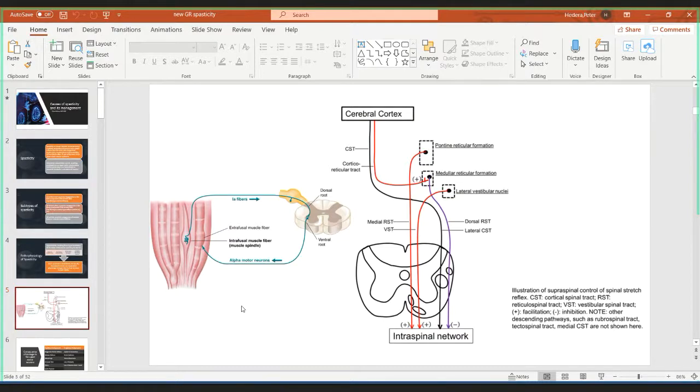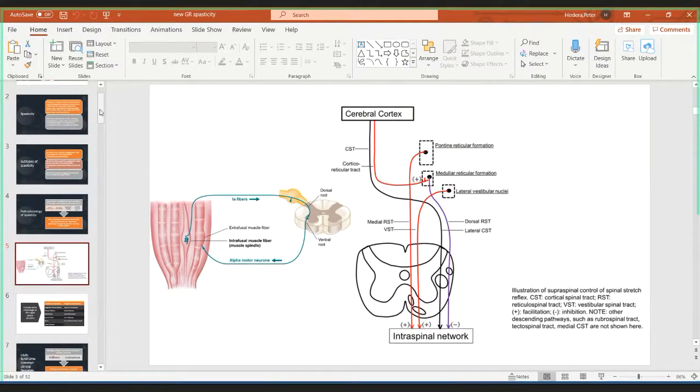motor neuron. On the left side, you see the lower part of the stretch reflex when you tap the tendon, and basically again it's a result of the hyperexcitability of the lower motor neuron or alpha neurons.